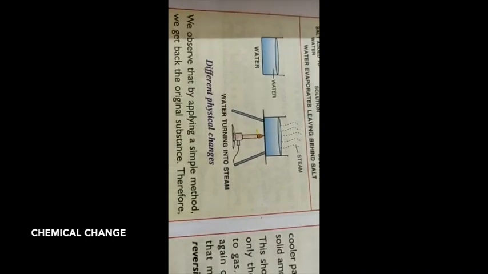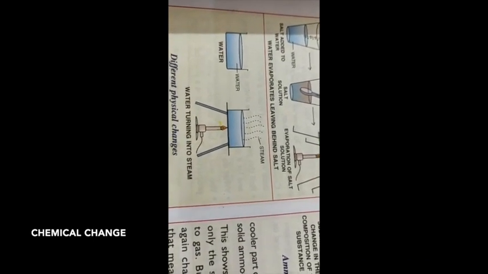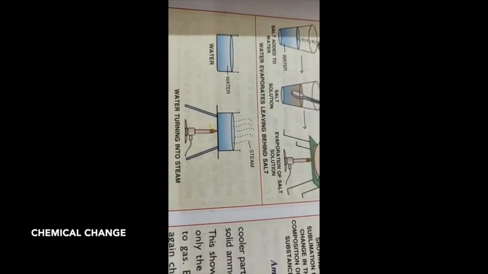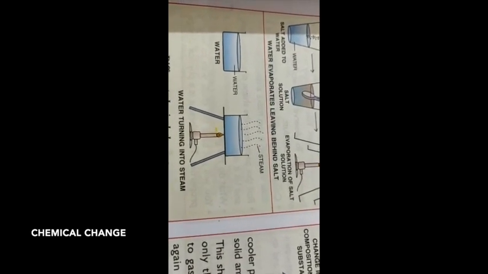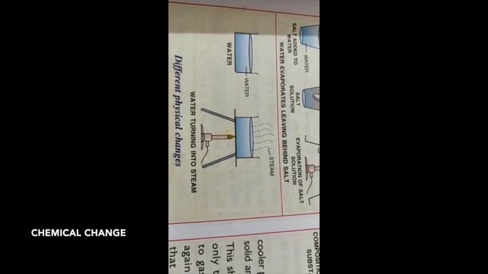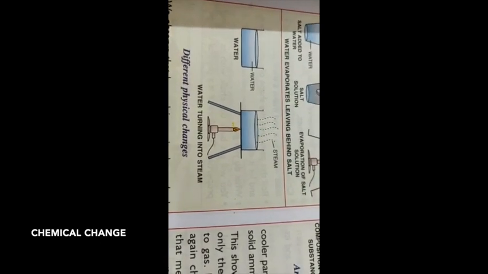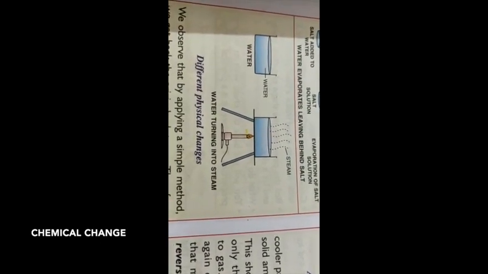In the same way, when water is heated and it gets converted into steam, the state of matter changes. Water here, in the first case, is liquid and steam is the gaseous state. So the change is there in the state, which is a physical property only.